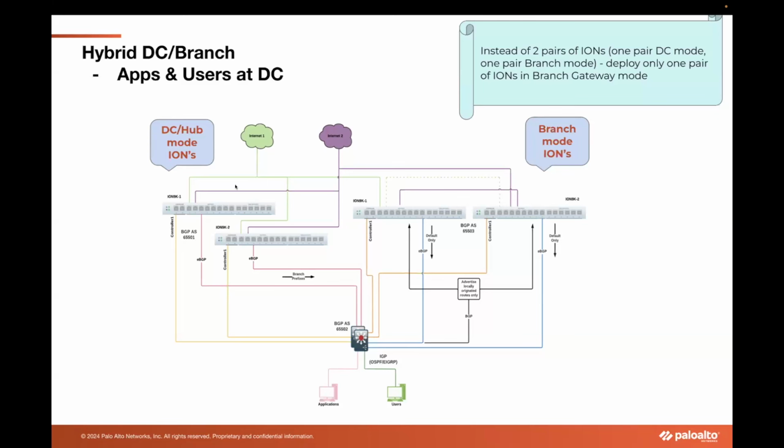Now, instead of deploying four ION devices, you can simply deploy two IONs in a branch gateway mode. So the four IONs collapse into two IONs in the branch gateway mode, and you'll be able to service your other branches accessing applications and also the users going out to the internet or any other location with SD-WAN, path policy, zone-based firewall and NAT functionality. So that's one key use case where the branch gateway helps a lot.